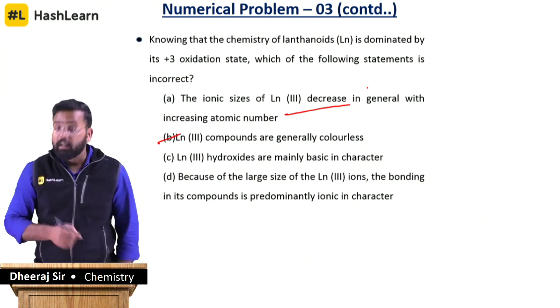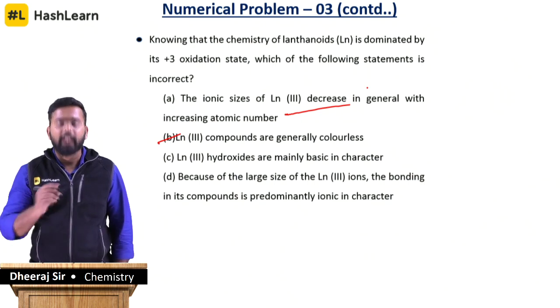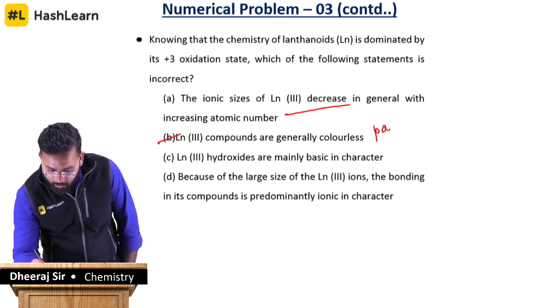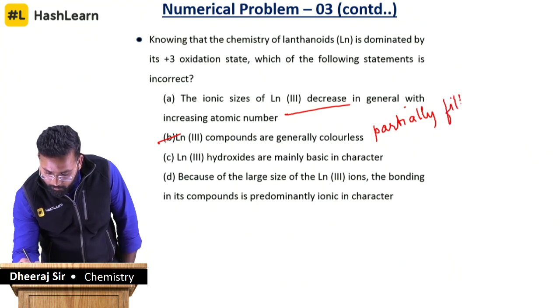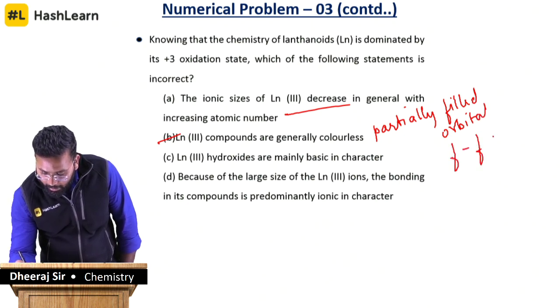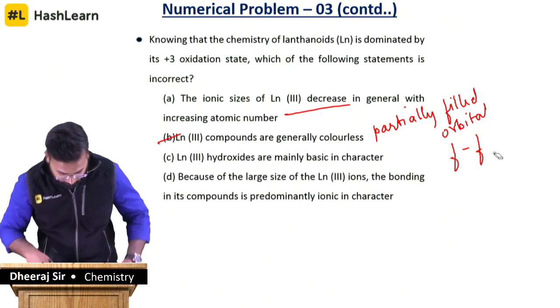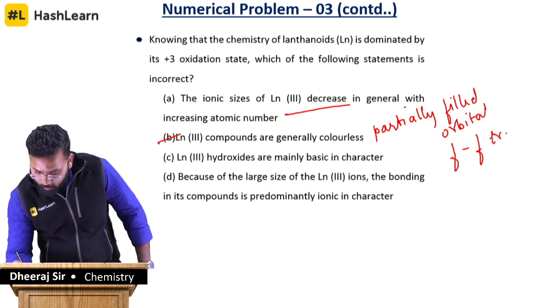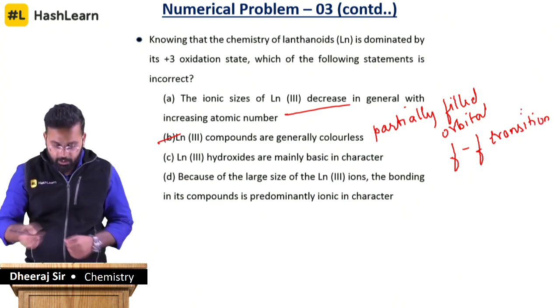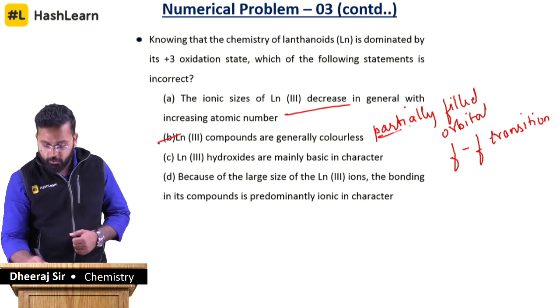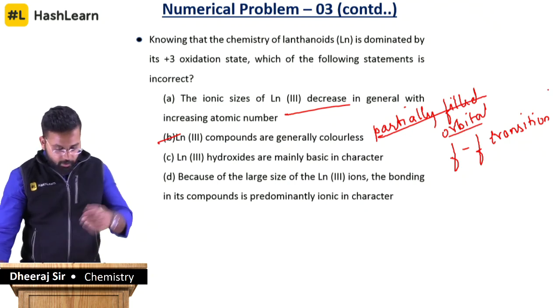Lanthanoid compounds are generally colorless. No, they are colored because they have partially filled orbitals, which lead to electrons moving from f subshell to f subshell. It's called f-f transition. So due to f-f transition, electron excitation and return, the compounds appear colored, and that is due to the partially filled orbitals of lanthanoids.